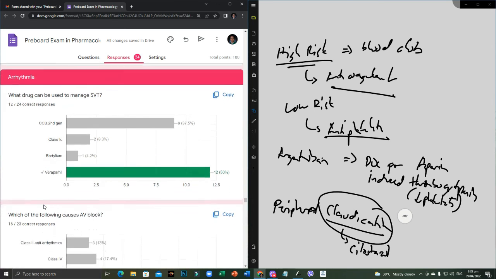Okay, next one. Arrhythmia. So what drug can be used to manage SVT or supraventricular tachycardia? Now, class, we can often use calcium channel blockers. Very good. Pero we don't use second generation ones. Why? As we mentioned a while ago, class, second generations are vasodilators. They are vasoselective. Unlike diltiazem and verapamil, which are first generation CCBs, they can reduce the contractility of the heart. Hence, can be used to manage supraventricular tachycardia.